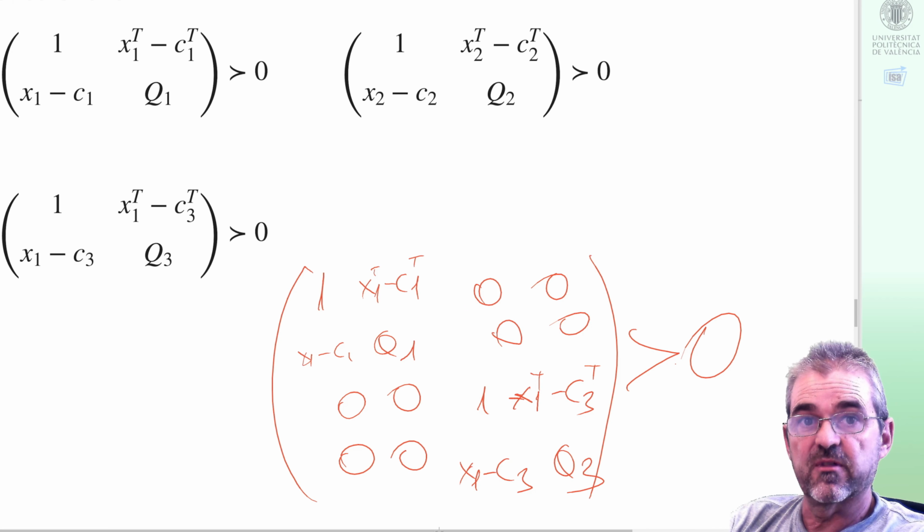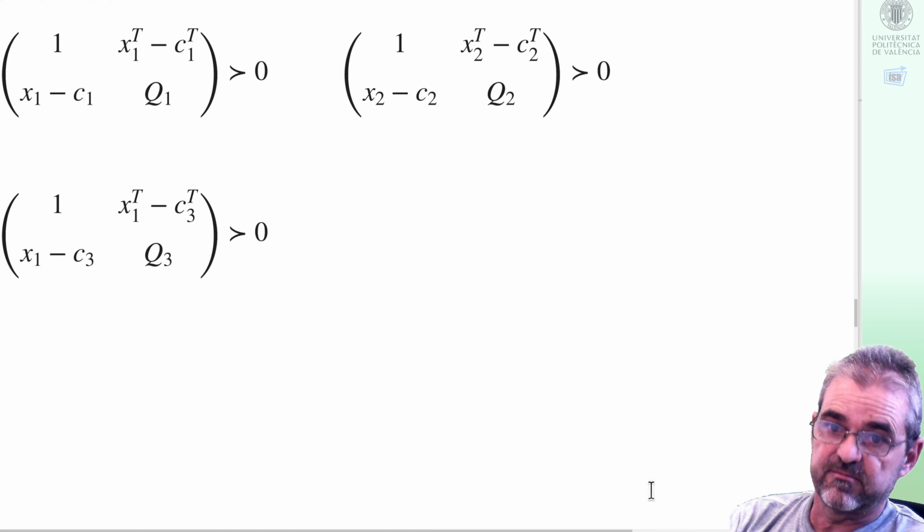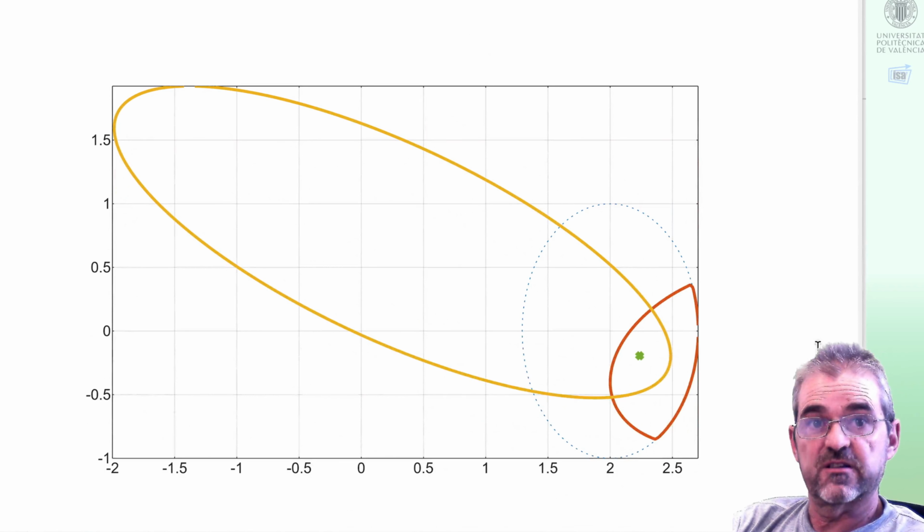And as I said, there are more complex shapes apart from the intersection of ellipsoids that you can consult elsewhere if you are interested. So this is it.